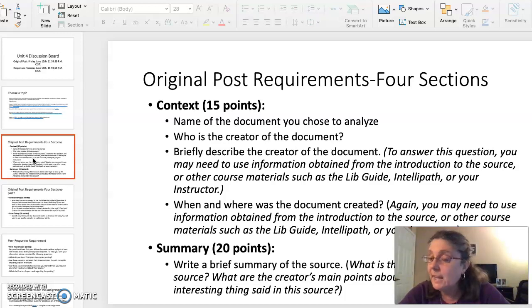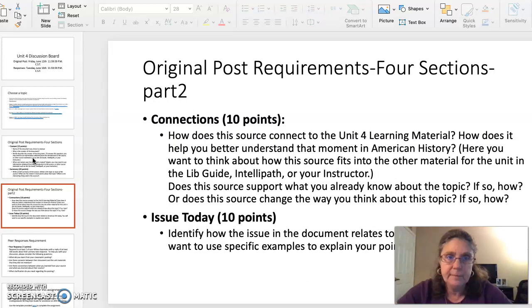The second section is the summary, very similar to Unit 2 DB. Write a brief summary of the source. What's the topic or issue of the source? What are the creator's main points about the topic? And what is one interesting thing said in the source?